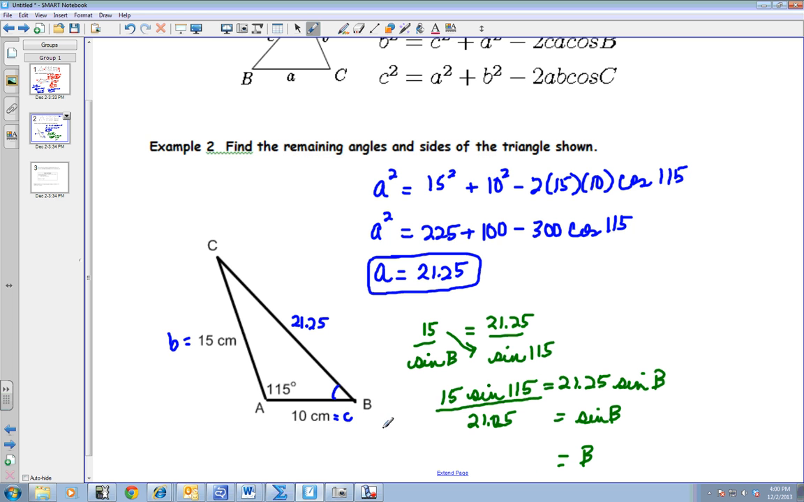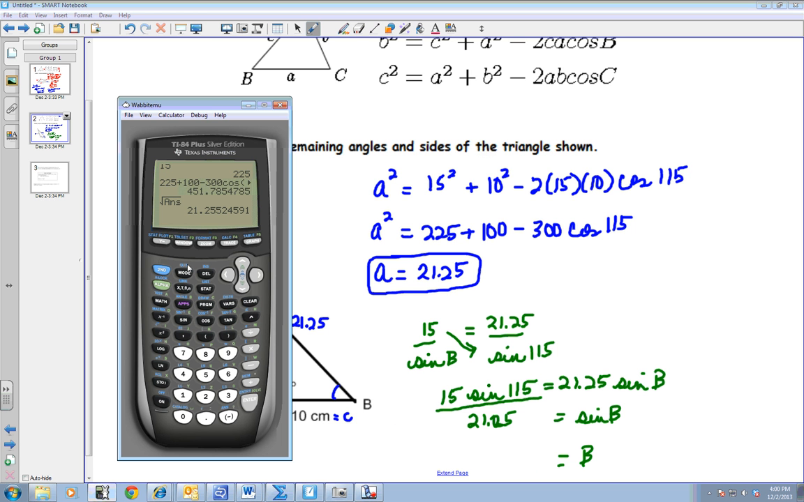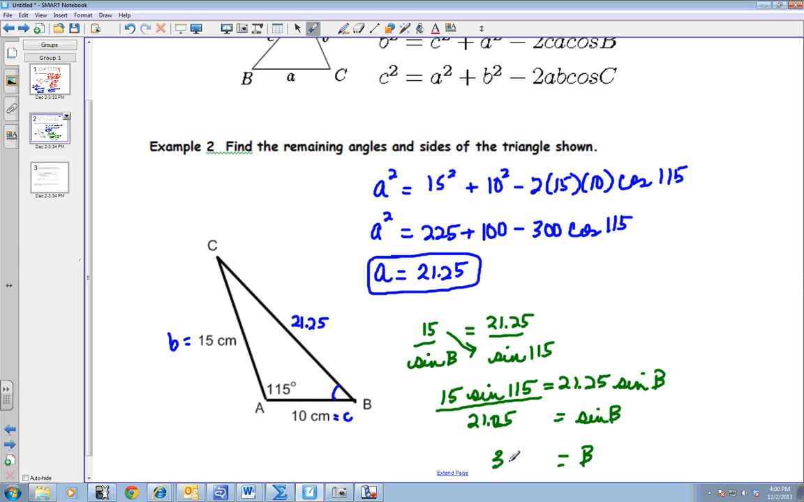So when I put this in my calculator, I'm going to hit second sine because I'm looking for an angle. Second sine. Since I have this fraction, I'm going to go ahead and use my fraction key. 15 times the sine of 115 over 21.25. And I get 39.77. That's what angle B is.